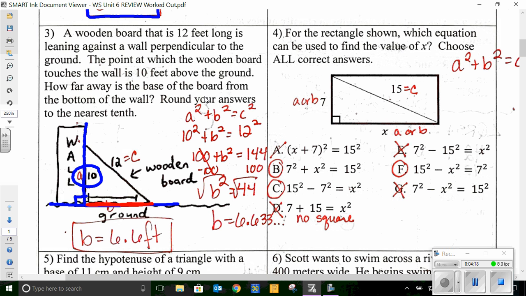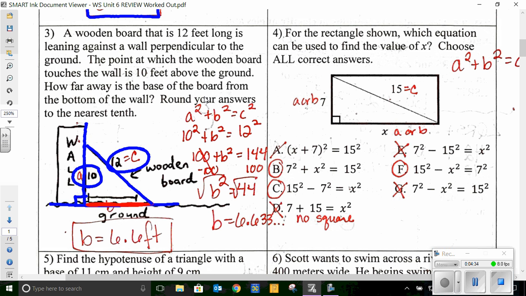So again, we have an A. I had A is 10. I had B was my X, or my unknown value. And this, remember, is the board part right here that's being leaned up against the wall. That's my C value. That's my hypotenuse.